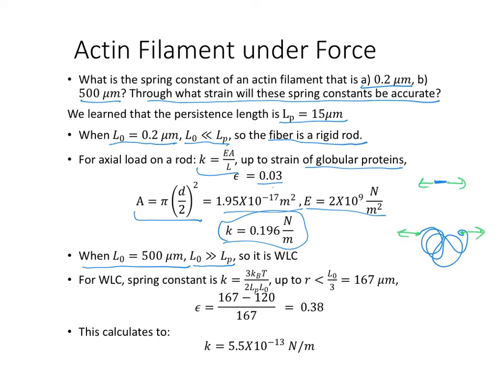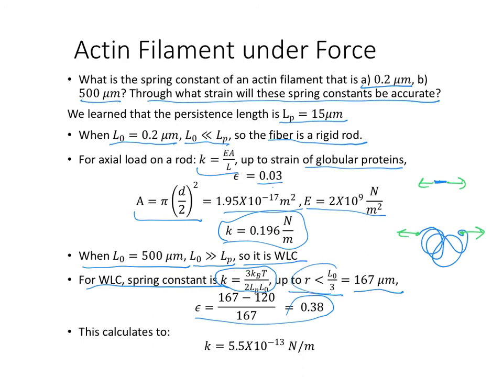And what this means is that we can stretch it a long way without even stretching that fiber, without stretching the material. All we have to do is reduce entropy in order to straighten it. We don't have to worry about any enthalpic change of stretching or bending or straining the material itself. So because this is a worm-like chain, we use that spring constant we calculated. Remember, that is good up to r less than 1/3 of the contour length, which here is 167 microns. And so we can say that's a strain of about 0.3.